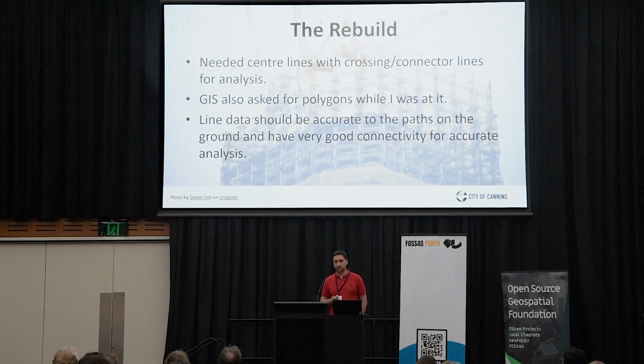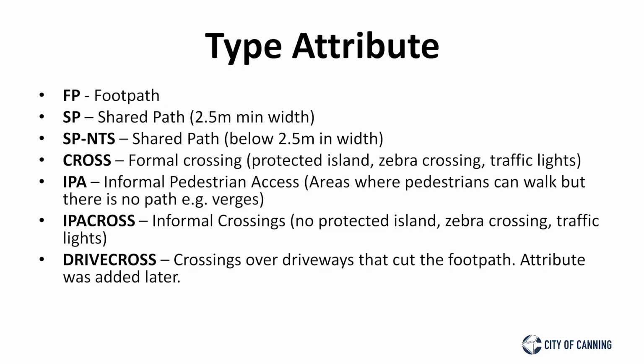So the new data was going to have a whole bunch of attributes, but the most important one was the type attribute, at least for my analysis. And in here, we were going to put in a few things. So one was for footpath. The second was for shared paths. These are paths that are normally 2.5 meters in width or wider. Shared path, not standard, is the ones that should be 2.5 meters, but were probably constructed way back when 2 meters was appropriate. Cross for crossings, so these are like signalized intersections, zebra crossings, those sort of things.